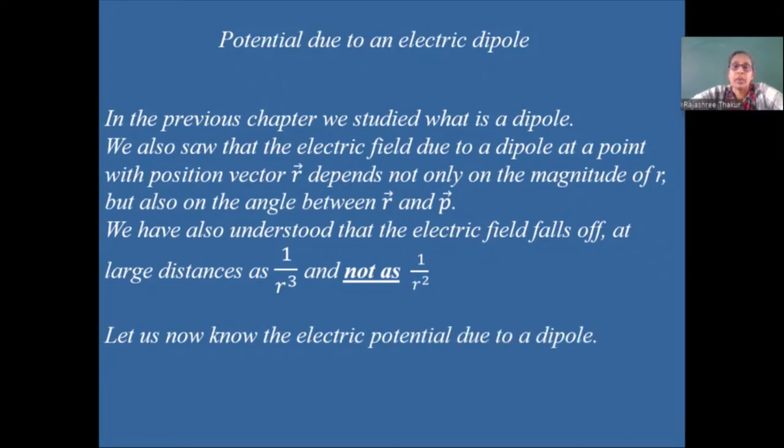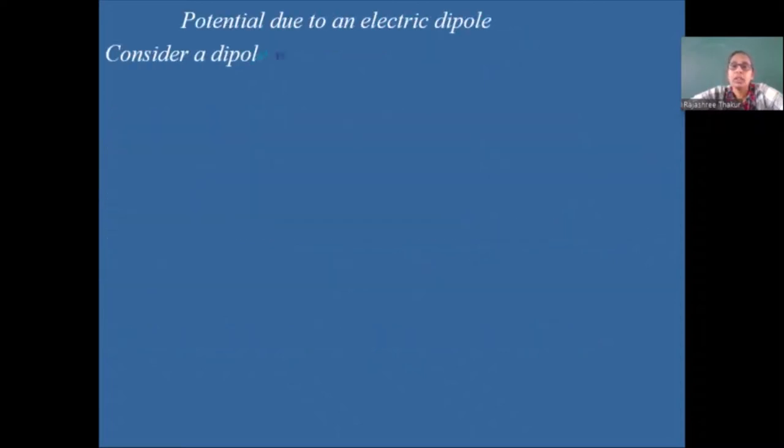Now, let us see what is electric potential due to a dipole. So, let us consider a dipole, which you have already known, what is a dipole, what is the length which we consider and all. What I want to specify here is the center of the dipole. Let us keep it at origin. We have already understood that electric field due to a charge or due to charges or due to a dipole is always obeying the superposition principle. So the potential, electric potential, also obeys the superposition principle.